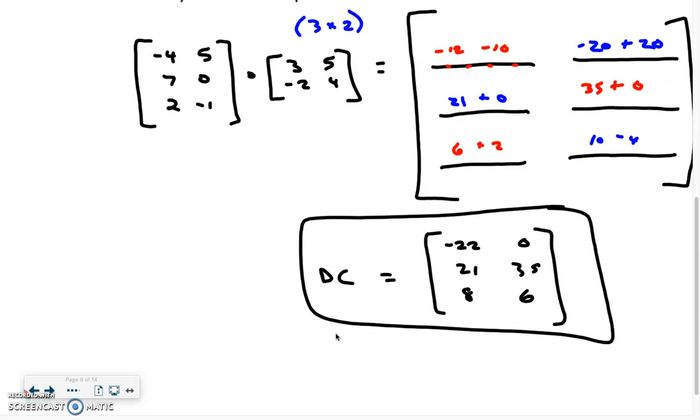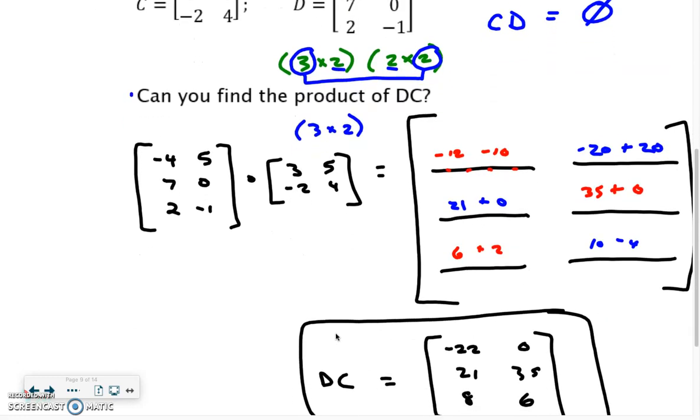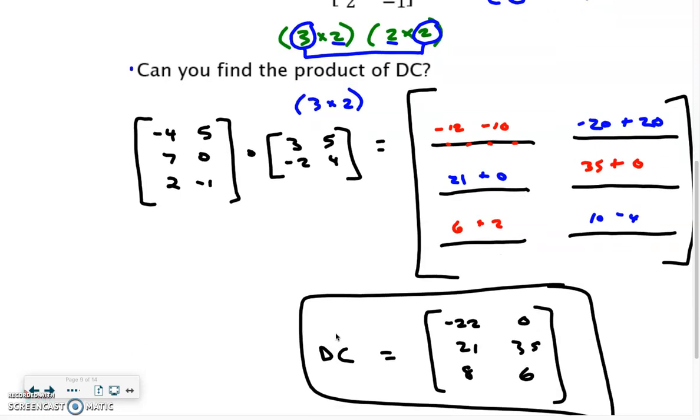So again, the lesson hopefully that we're picking up is that the commutative property does not exist with matrix multiplication. Okay, so like in dealing with numbers, 3 times 5 is the same as 5 times 3. Dealing with matrices, it doesn't work like that. Again, we were not able to do CD. C times D was undefined, whereas D times C led to this 3 by 2 matrix.